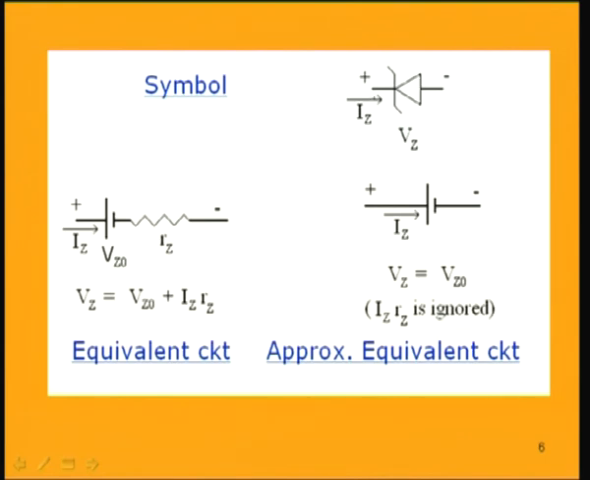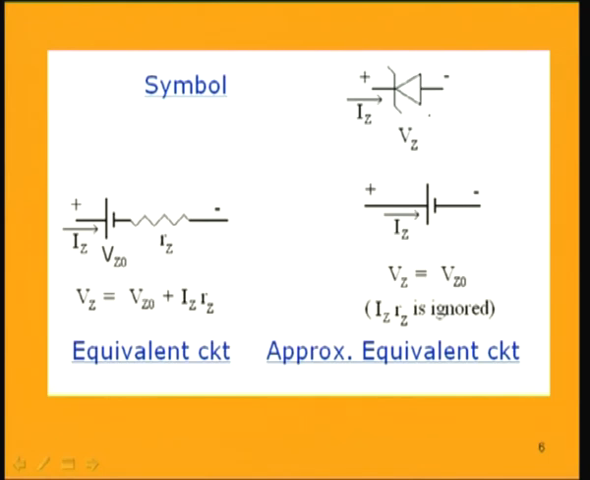And you have to notice the direction of current because the Zener diode will be reverse biased, positive of the battery terminal will be connected to N. So, the current direction will be the conventional current direction from positive of the battery terminal to the negative. So, that is why the current direction is Iz as is shown in the diagram. So, this is the symbolic representation of the Zener diode.